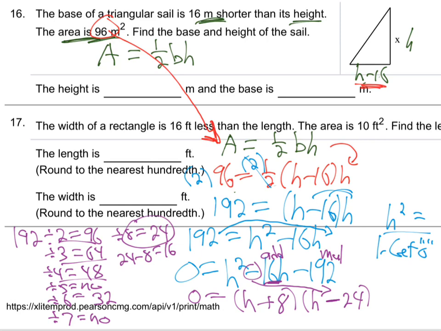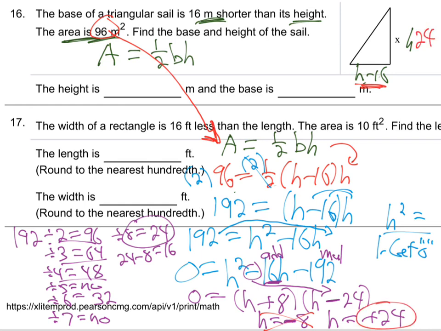Now, remember how that works. That ends up being h is negative 8 or h is positive 24. Remember, it's just opposite sign because you set each one to 0 and then it moves over. Now, when's the last time you looked at something and its height was negative 8? No way. Cross that out. Height can't be negative, so the height must be 24.